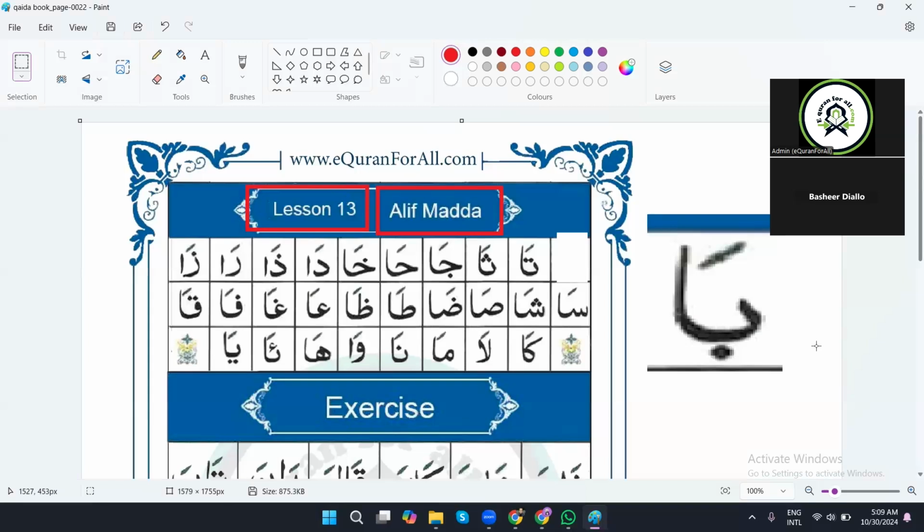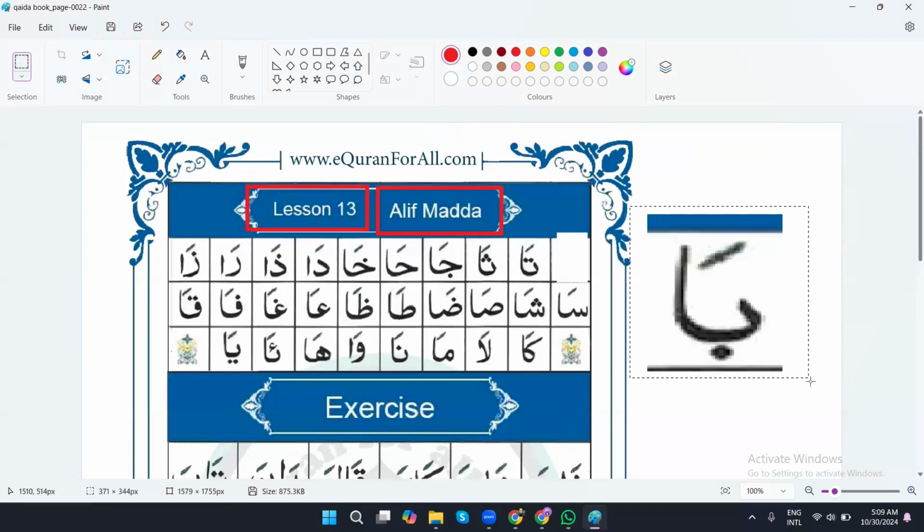And the second condition is when the letter before it comes with Fatha. It doesn't matter which letter it is. It can be any letter, like sometimes you will see Ba, Kha, Dal, Ra, Ya, Noon, Mim. Any letter comes before Alif, but it must have Fatha on it. Then we call it Alif Madda. Otherwise, not.